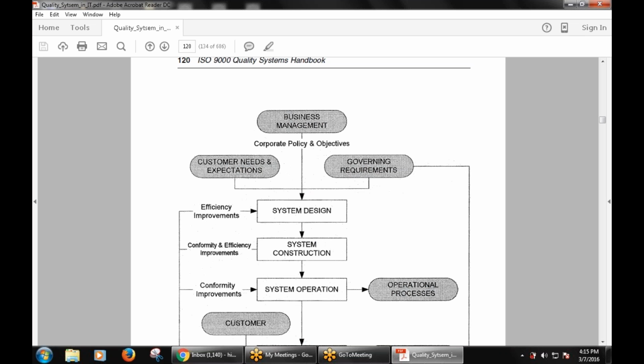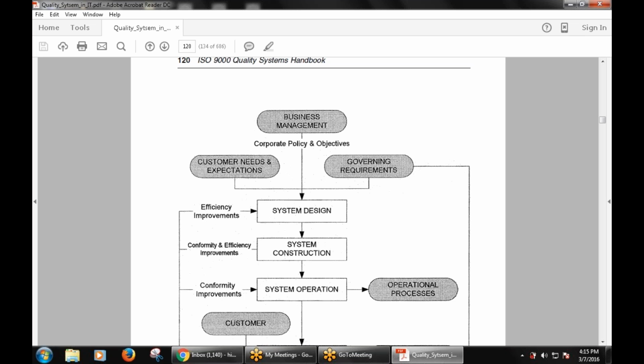Then it contains the corporate policy and the objectives. That is, what are the various corporate policies and the various objectives that are available. Then customer needs and expectations. This also includes governing requirements. So business management includes the corporate policy and the objectives.